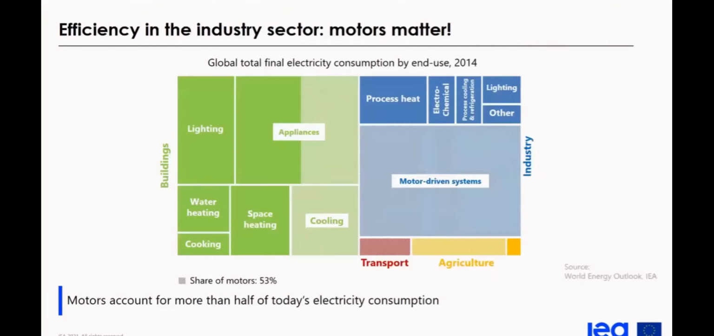Another analysis that we are bringing to your attention in the industry sector is about motors, because most of the energy demand in the industry sector comes from motor-driven systems, and this is where efficiency matters a lot, because there is a high potential with efficiency measures to decrease the energy demand in the industry sector, looking at the efficiency of motors.